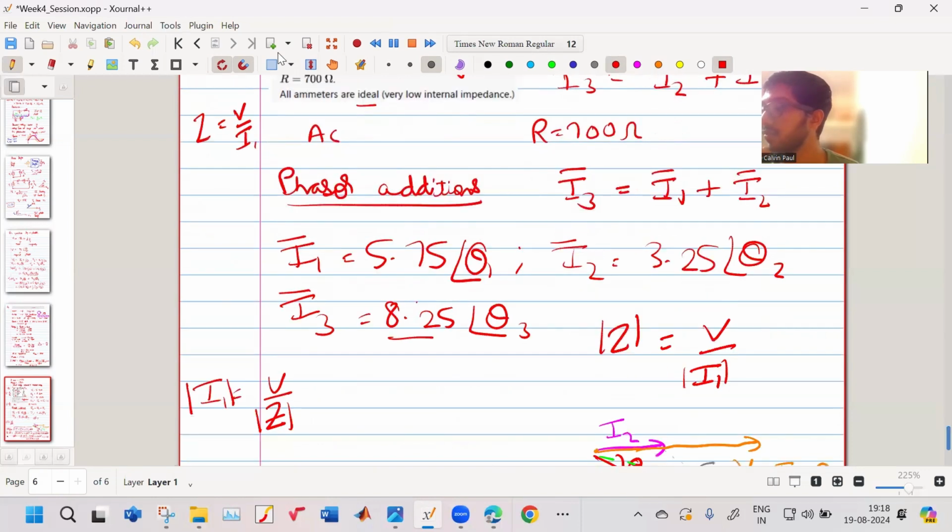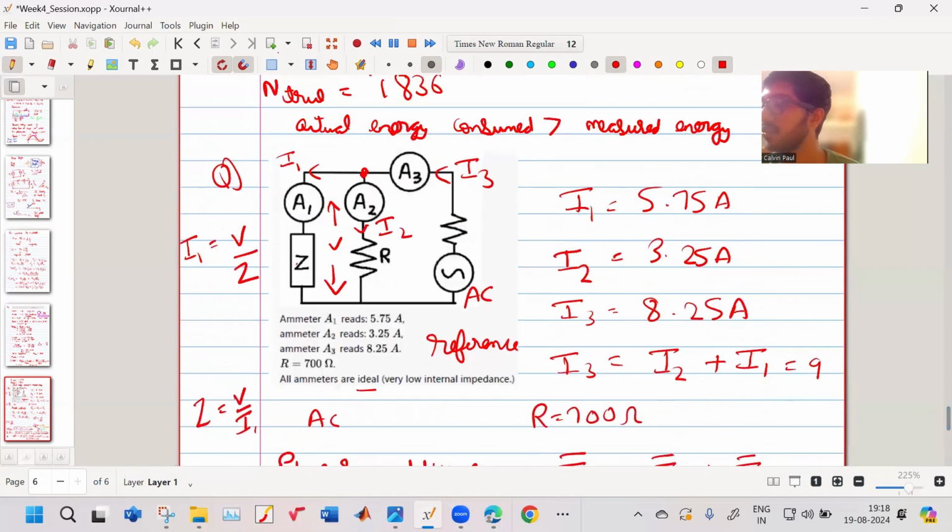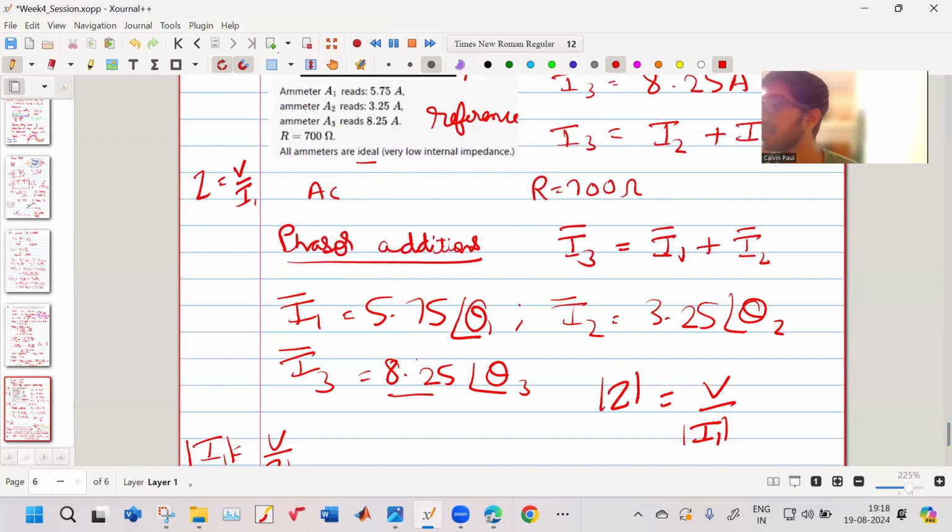What is your V? V we know is I2 into R. So that is equal to 3.25 into 700 divided by I1, which is 5.75. So can you find what is Z?